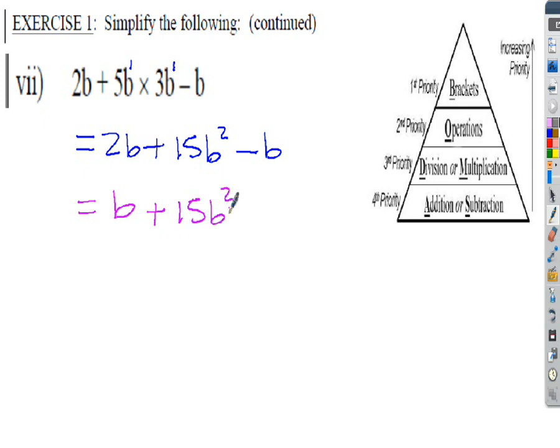15b squared. There's nothing wrong with that format, that's absolutely fine, but I notice on the sheet they've actually factorised the final answer. So factorising on b, we take b outside the bracket, inside the bracket we'll get 1 added to 15b. Do not worry too much about the factorisation, there's a separate presentation on factorisation. As long as you understand the solution simplified to b plus 15b squared, that's fine at the moment.